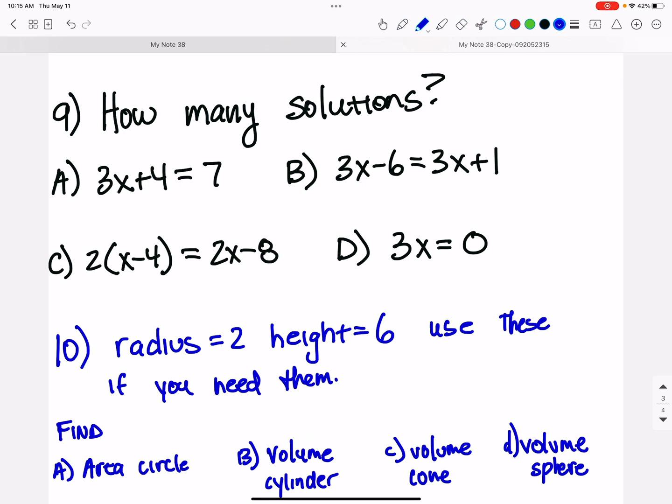Not what are the solutions, but how many solutions do these have? It's either going to be one solution, no solution, or infinite solutions. One solution is a normal problem. No solution is when the x's cancel out, and then you're left with like 7 equals -8, and you're like, wait, that never works. Infinite solutions are when the x's cancel out and you have like 2 equals 2, and you're like, oh, that's always true.